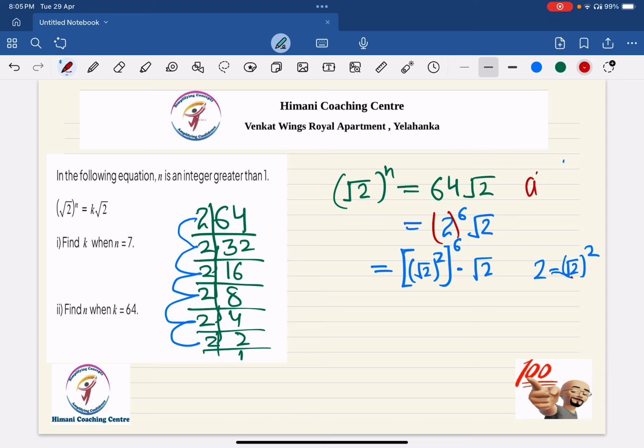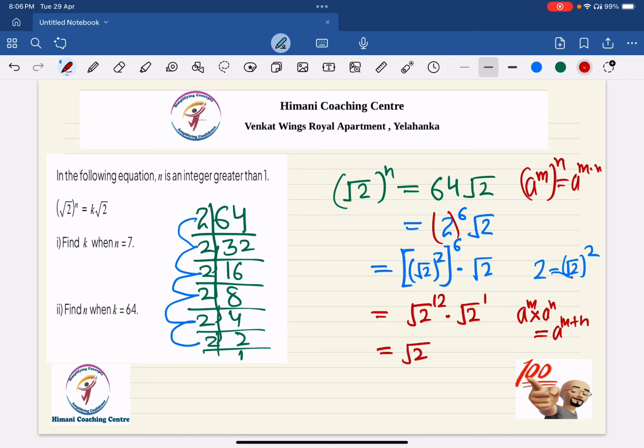Now there is a rule that a to the power m to the power n is a to the power m times n. So now 2 times 6 will become root 2 to the power 12 times root 2, which is just a power of 1. Now which rule will we use? That a to the power m times a to the power n equals a to the power m plus n. So now this will become root 2 to the power 13, and the other side is root 2 to the power n.